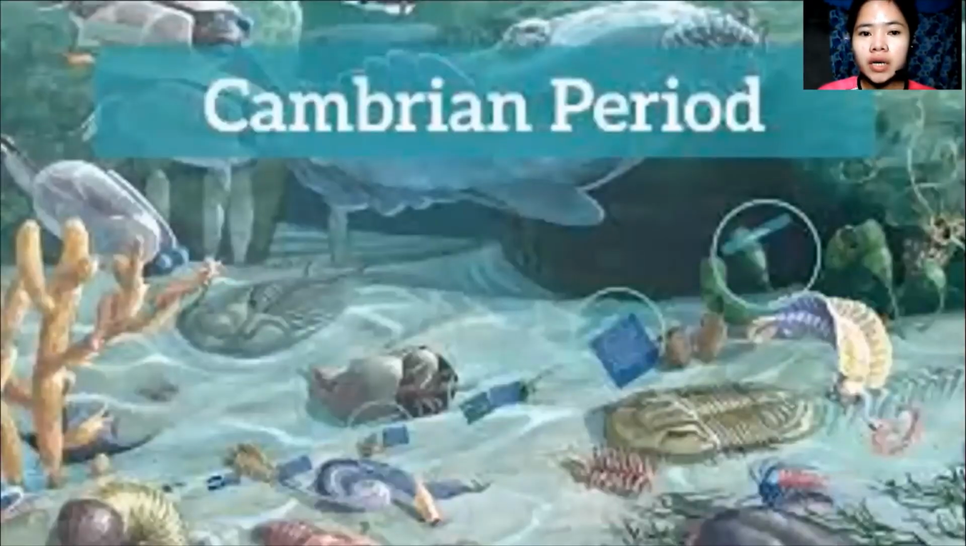So first one is the Cambrian period. It exists during 541 to 485 million years ago, and it is the explosion of life in the seas. So life flourished in the ocean. So una nag-occur yung life is sa loob ng dagat, or inside the ocean.